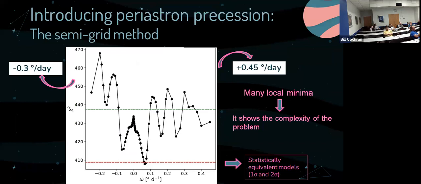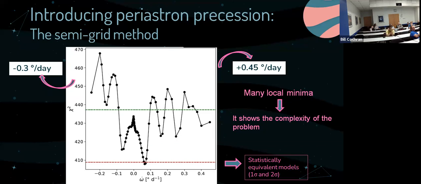So what we did was, okay, but still we cannot describe our data with non-changing parameters in time. So what do we do? We introduced a periastron precession in our model, as I was showing you in one of the first slides. First of all, we applied a semi-grid method. It's a method that doesn't fit periastron precession, so omega dot is not a fitting parameter, but a fixed parameter in this range.